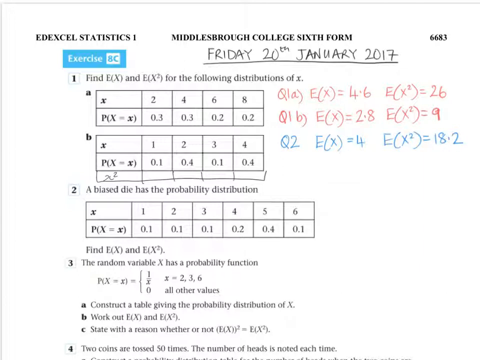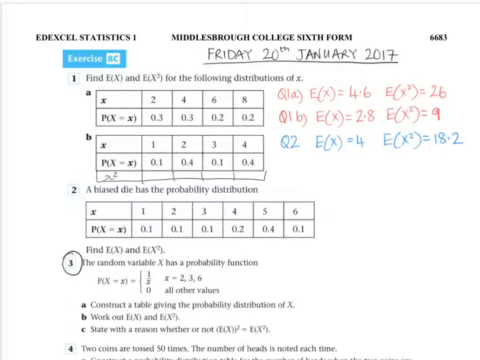So what I'd like you to do, just to have a bit of a refresh, is question 3, where it's given you a probability function, and the probability is 1 over x for x equals 2, 3 and 6, and it's 0 for all other values. So construct a table given the probability distribution of x, and work out E of x and E of x squared, and state with the reason whether or not these statements are equal.